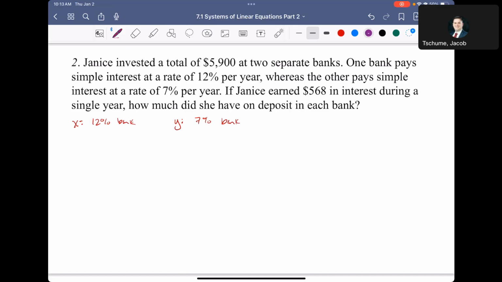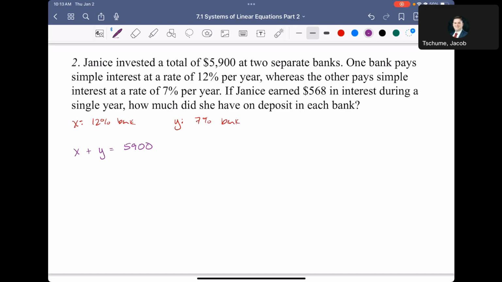Well, according to the problem, it says Janice put in a total of $5,900 between the 2 banks. So similar to the swimming pool problem, I'm going to take how much money she put in the first bank. I'm going to add how much money she put in the second bank, which are just X and Y. And I know when I am done, this has to equal $5,900.